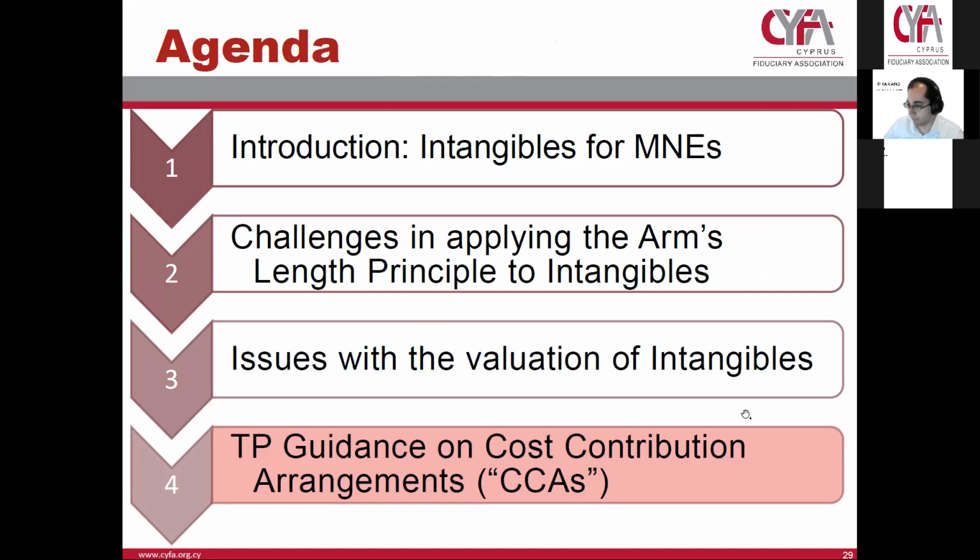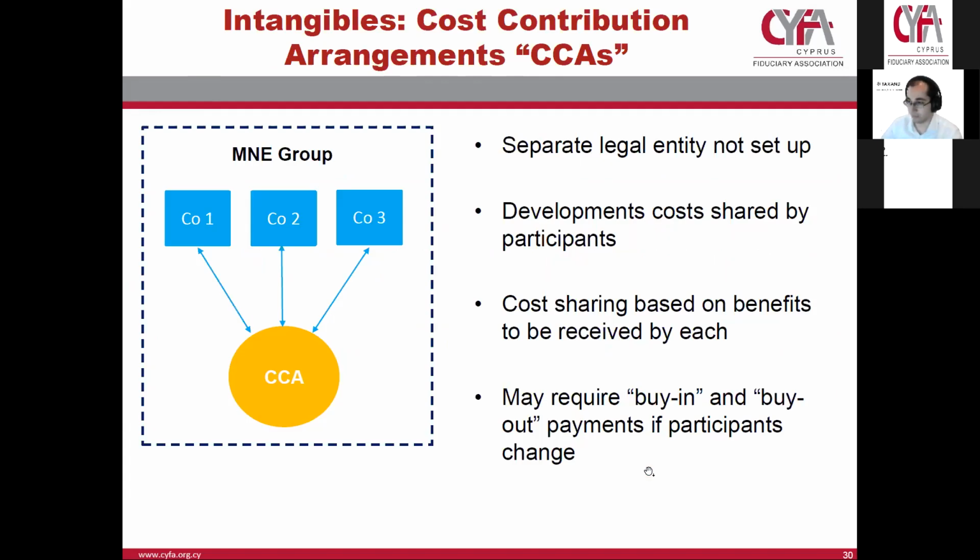And with this, we move to the last point that I bring you today, which is the TP guidance on cost contribution arrangements. So the second case where intangibles are developed in-house by the multinationals, as opposed to purchased. The cost contribution arrangement, as shown in the scheme, is a situation where we have different group members that are together sharing the costs of developing the IP, the intangibles.